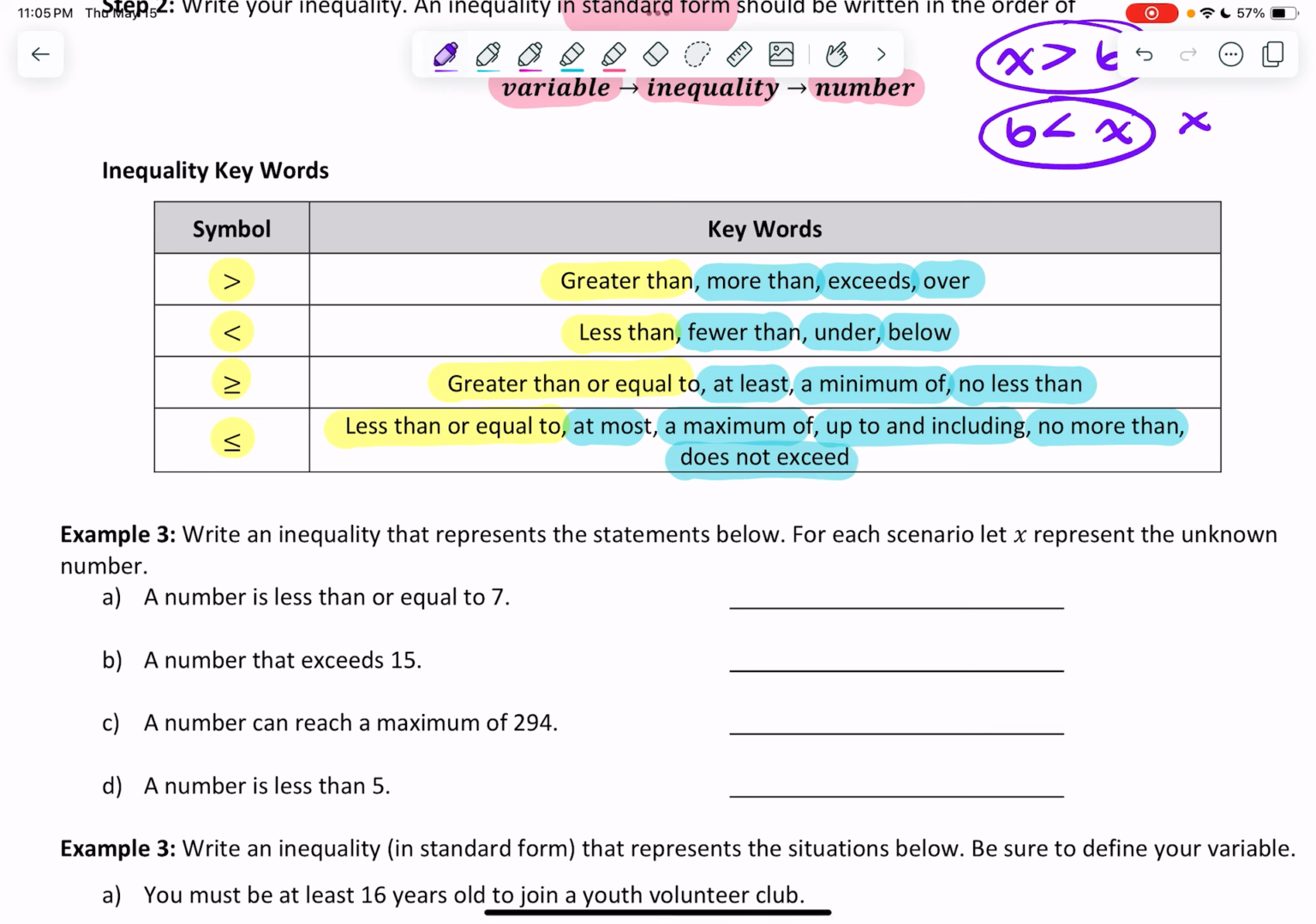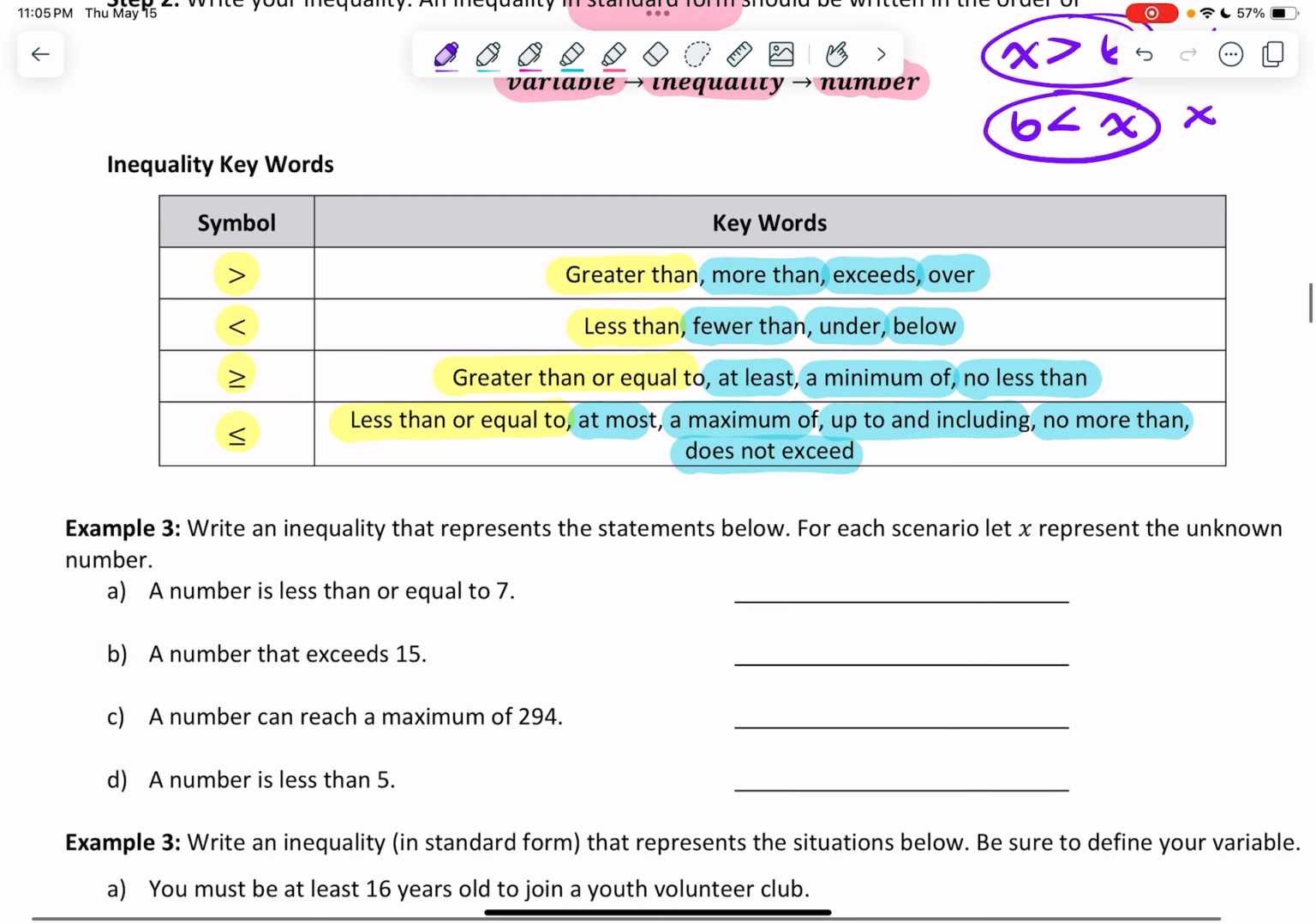Now, this is not the full, complete list of every single type of wording that could ever be used. But as we were creating these notes, I wanted to make sure that we included as many as I could possibly think of at the moment.